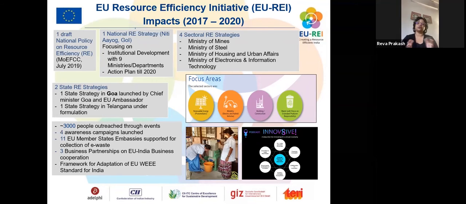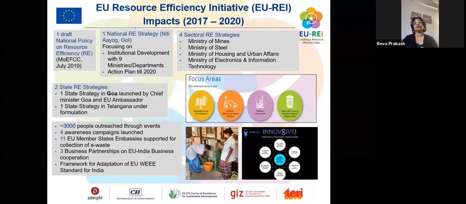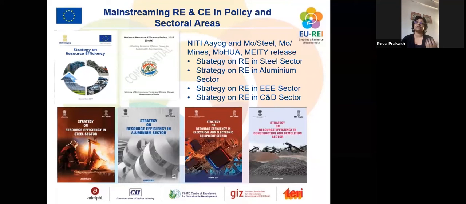All of this together then was looked at by the Ministry of Environment. They have a resource efficiency cell that is supported by our project and by TERI. And so they have come out with a draft resource efficiency policy. It is still in draft stages, and the strategy is also more facilitative, and it will seek to build up an ecosystem that supports the transition towards a circular economy in India.